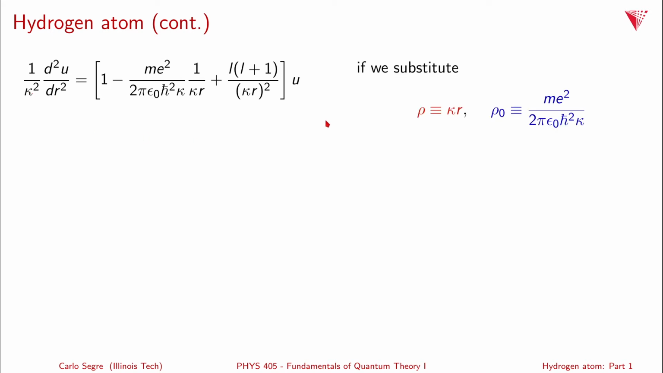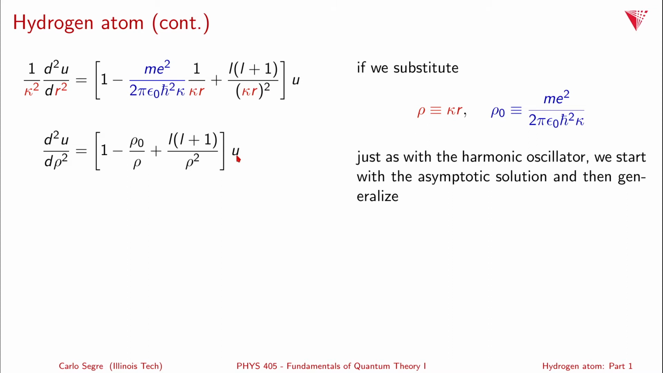Now we can substitute for kappa r with a new variable we'll call rho. So rho is equal to kappa r, and then we're going to take this constant which is left over and call it rho sub 0, which is m e squared over 2 pi epsilon naught h bar squared kappa. When we do that substitution, we get a nice simple equation that we can look at more carefully and solve. d squared u d rho squared is equal to 1 minus rho sub 0 over rho plus l times l plus 1 over rho squared, all times u.